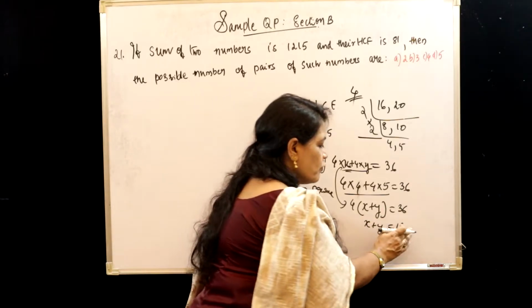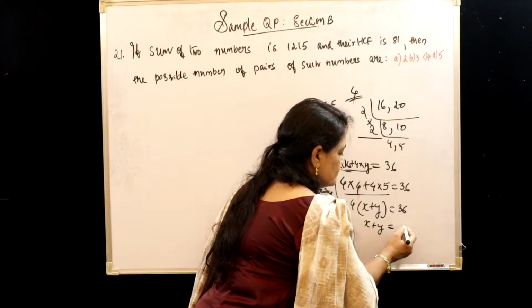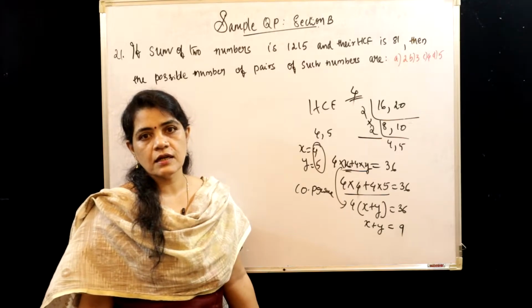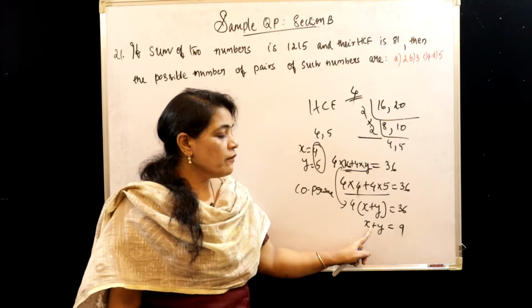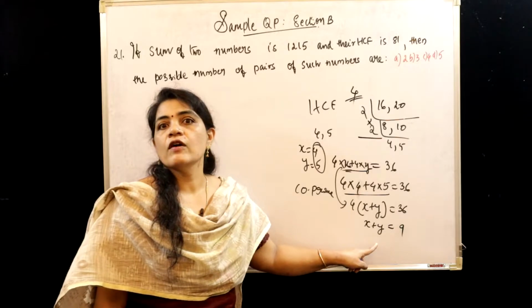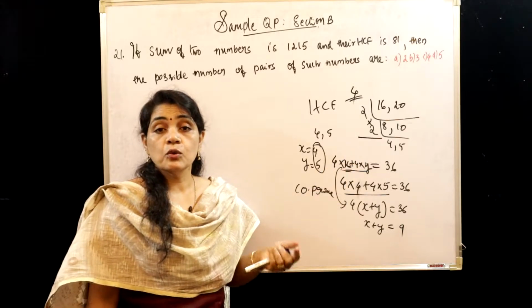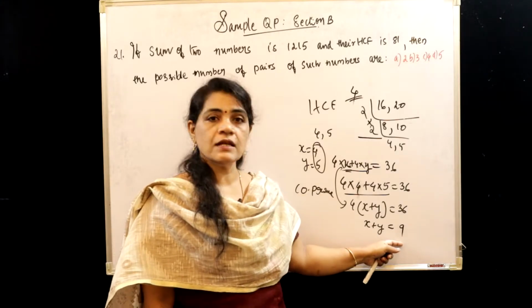36 divided by 4, that is 9. Point is clear, children? Okay. See, so we already have seen that this x and y will be co-prime numbers. So how many pairs through which you can express their sum as 9?